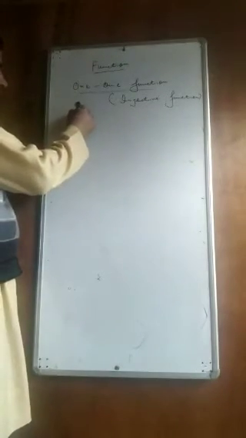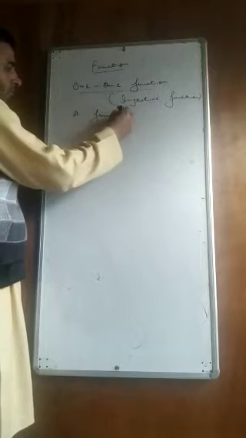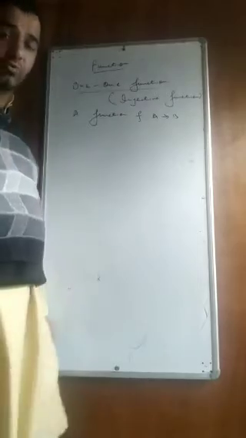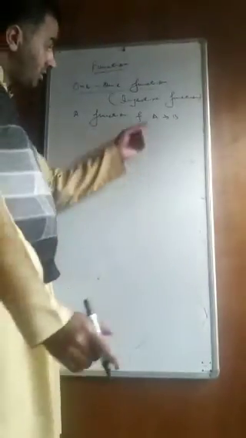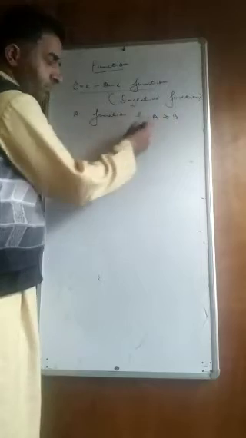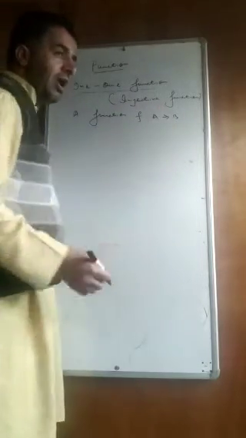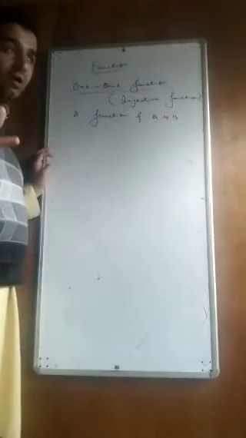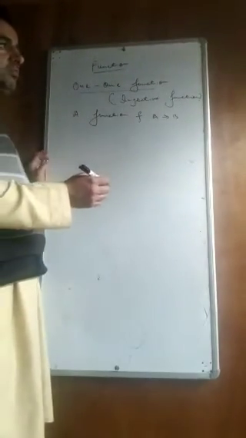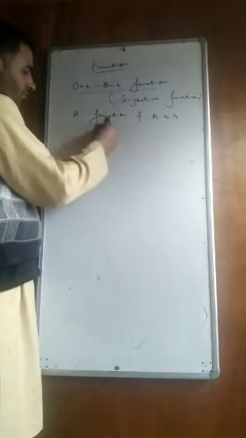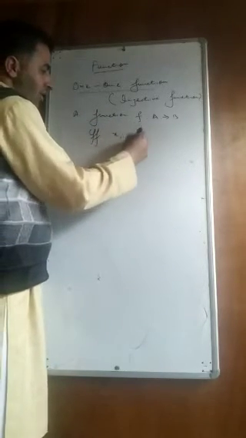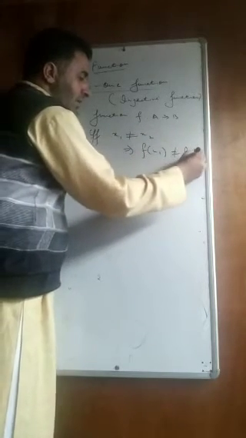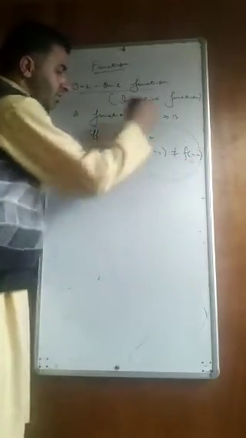A function f from A to B is said to be injective function if distinct elements of A have distinct images in B. If distinct elements of A have distinct images in B, that is, if and only if x1 is not equal to x2, implies that f of x1 is not equal to f of x2. So this function is called a one function.